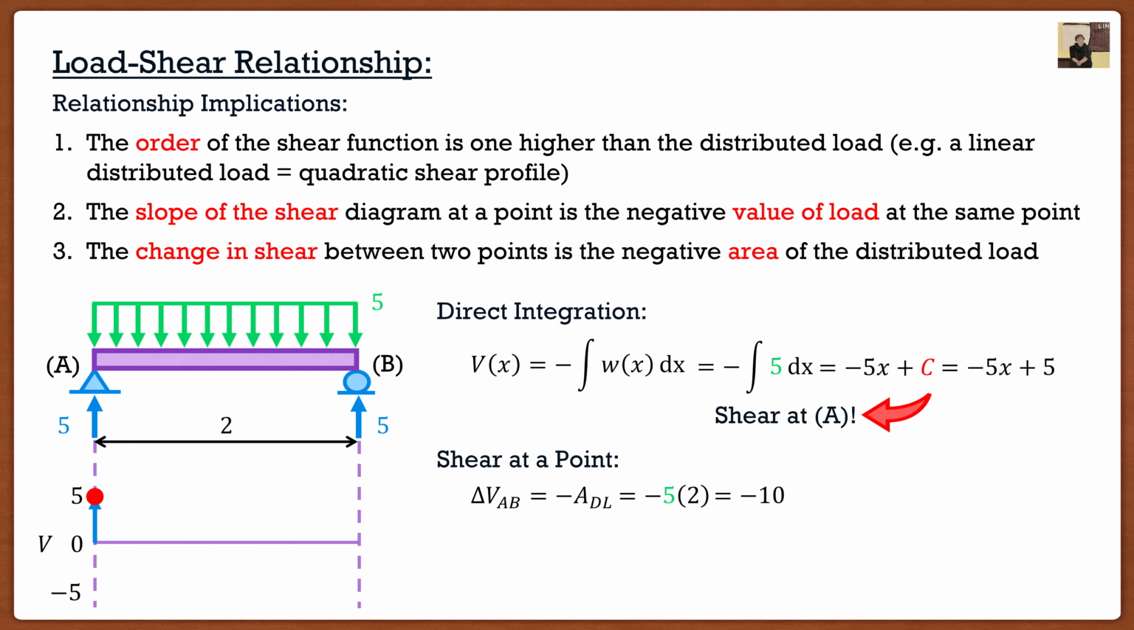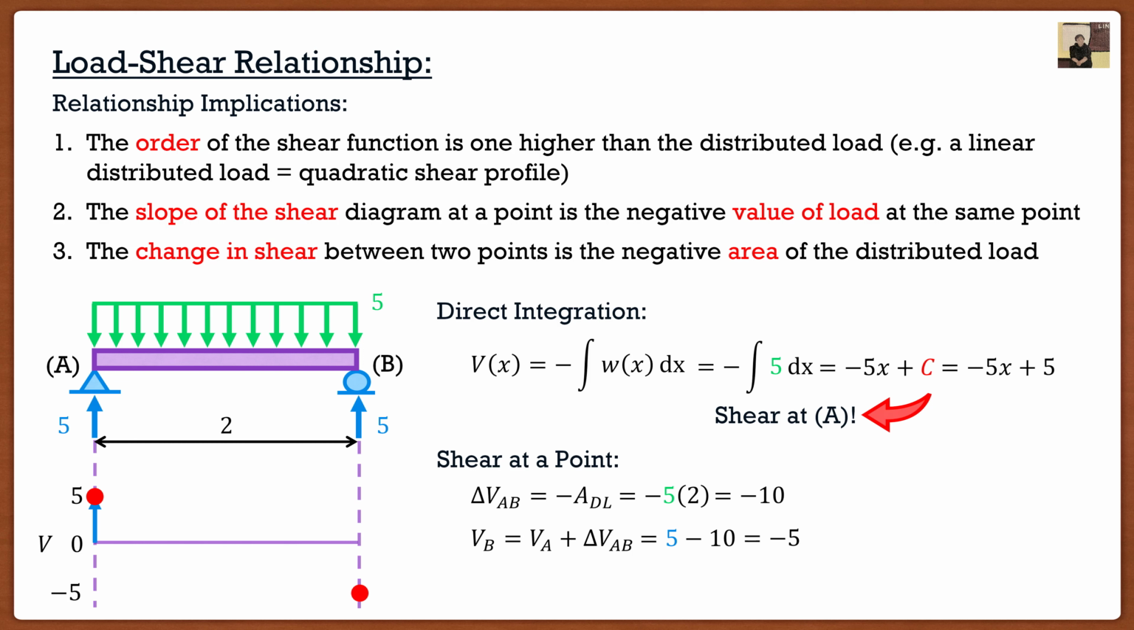From here, we can actually solve for the shear at B, because again, the shear at B is going to be equal to the initial shear, the shear at A, plus the change in shear between those 2 points. Well, we know that the shear at A is 5, and the change in shear is negative 10. So we now know that the shear at B is negative 5.